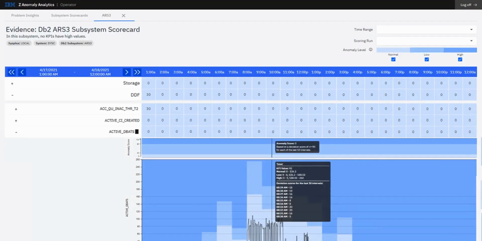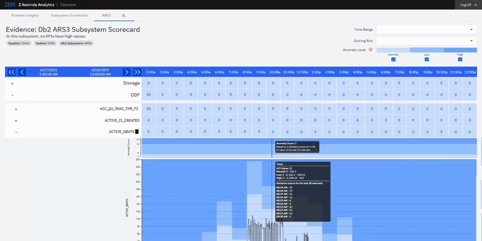The other thing to note is the middle band of blue. This is what we would consider low anomalies. This is where we're just starting to deviate outside of normal. And then the darkest blue out here is anything that we would consider highly anomalous. At any time, you can hover over one of the data points, and you'll get presented with this detailed view.